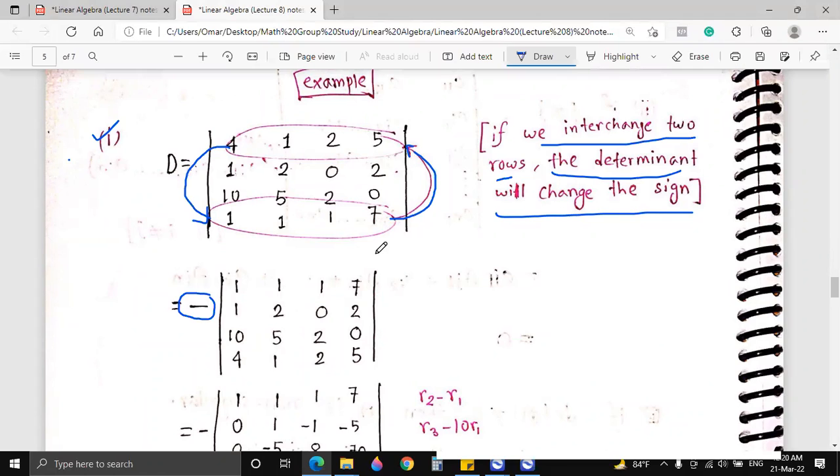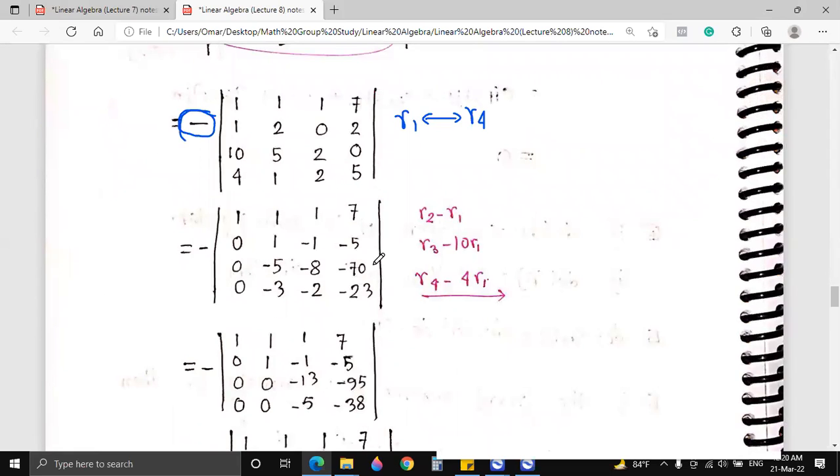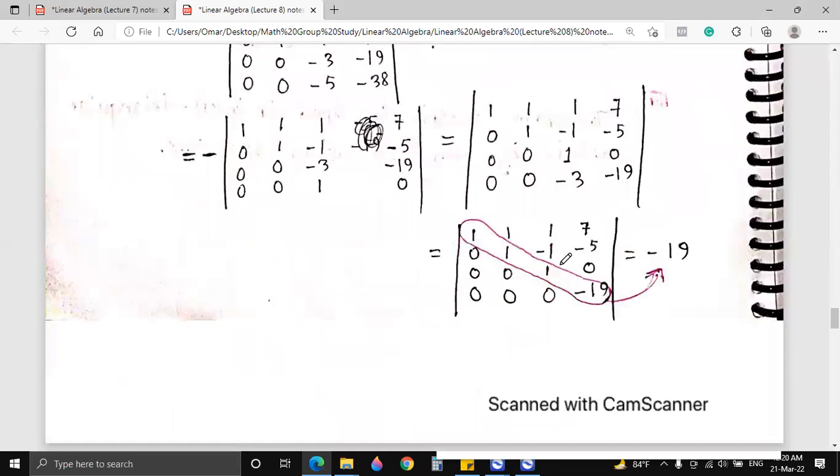Here we interchanged R1 with R4. That's why we got a minus sign here. And then they did some row operations, and after doing all of these row operations, we ended up with a solution that is minus 19.